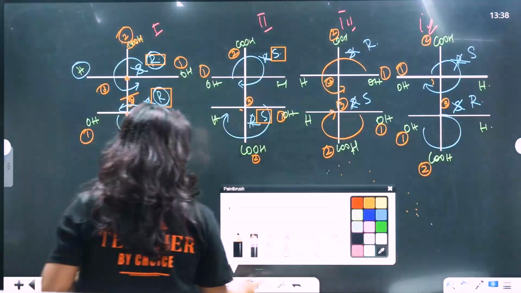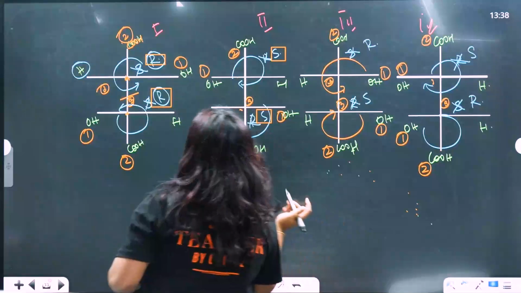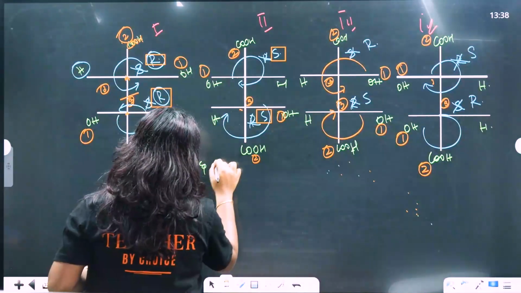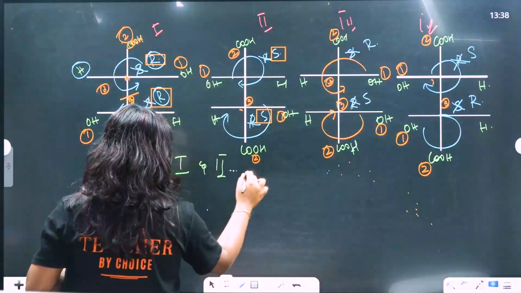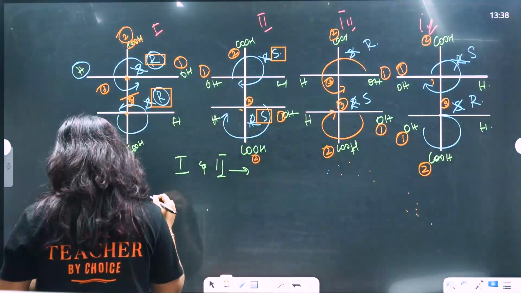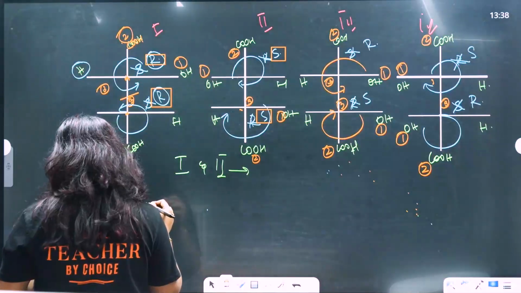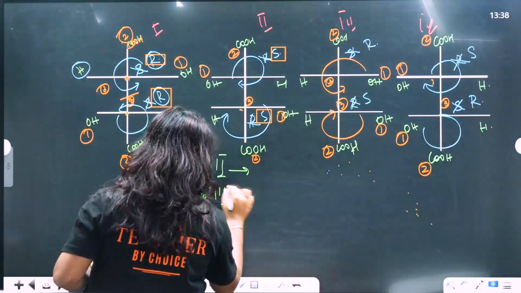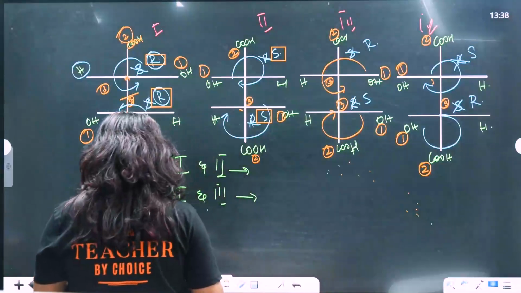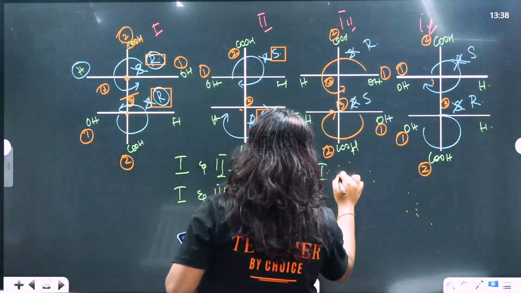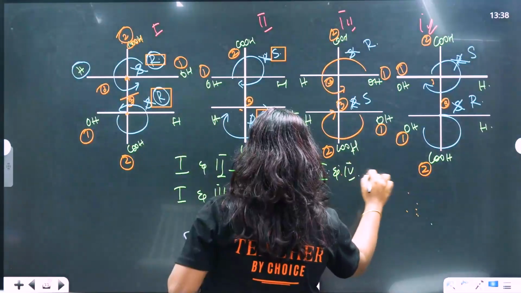Now, let me tell you one thing, my dear students. What is the connection between the first one and the second one? And you have the questions here. First one, second one. Then first one and the third one. First one, third one. First one and the fourth one.